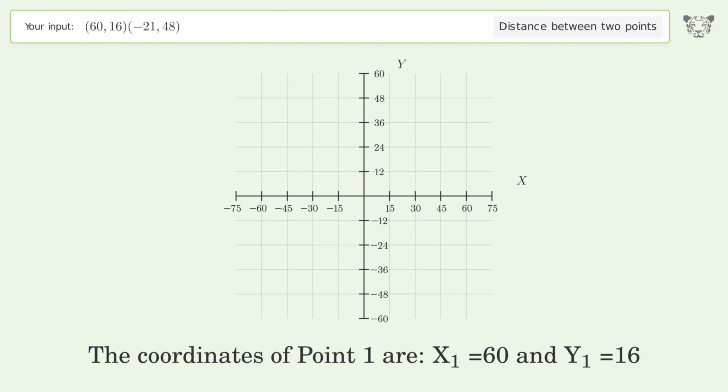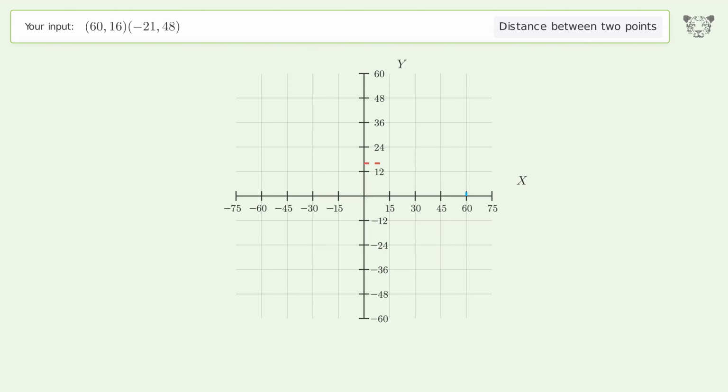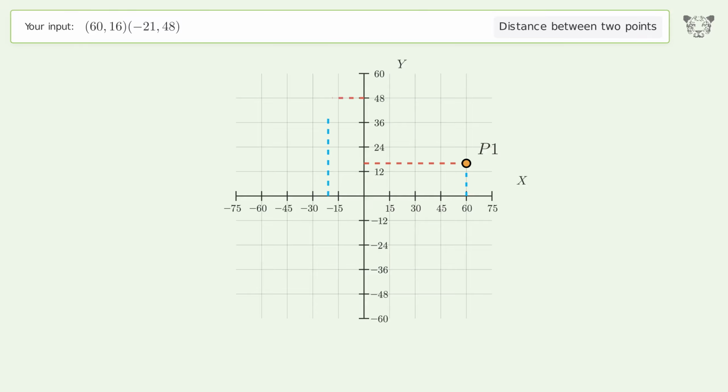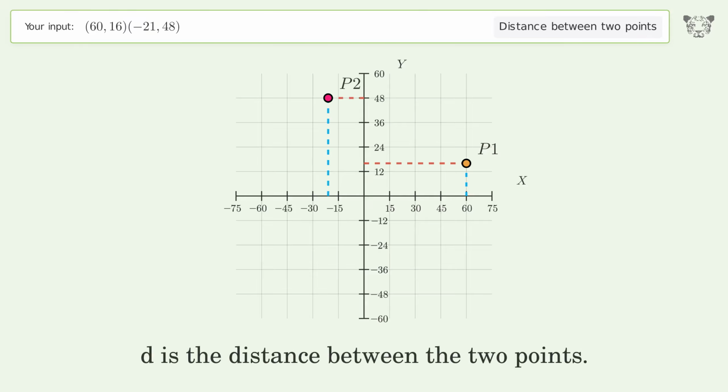The coordinates of point 1 are x1 equals 60 and y1 equals 16. The coordinates of point 2 are x2 equals negative 21 and y2 equals 48. D is the distance between the 2 points.